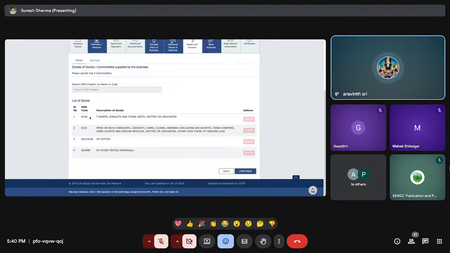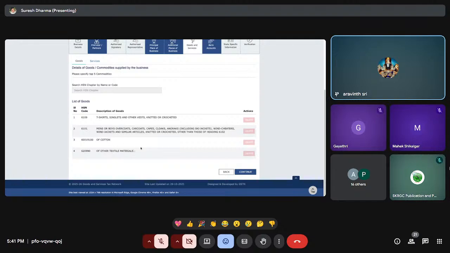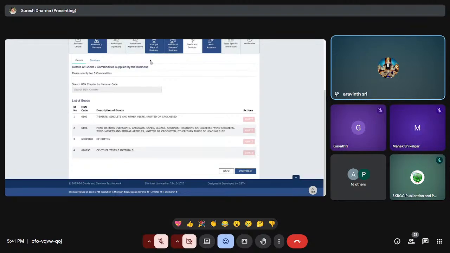Here my client sells t-shirts. So in the GST we also see CBIC, the Central Board of Indirect Taxes and Customs. What did the department do? One minute, I will give the example clearly.